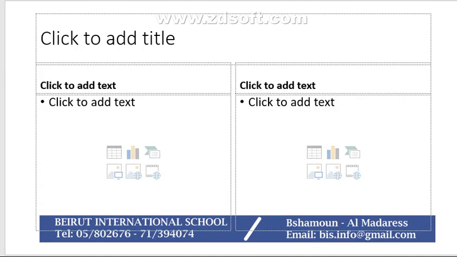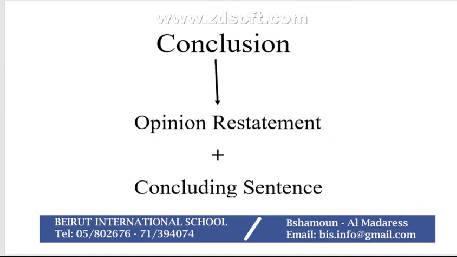After you're done with developing the two body paragraphs, you end it with a conclusion, a restatement of your opinion, and then a concluding sentence where you can either make a strong statement, open horizon, give a future expectation, suggest a piece of advice, a message, your choice.